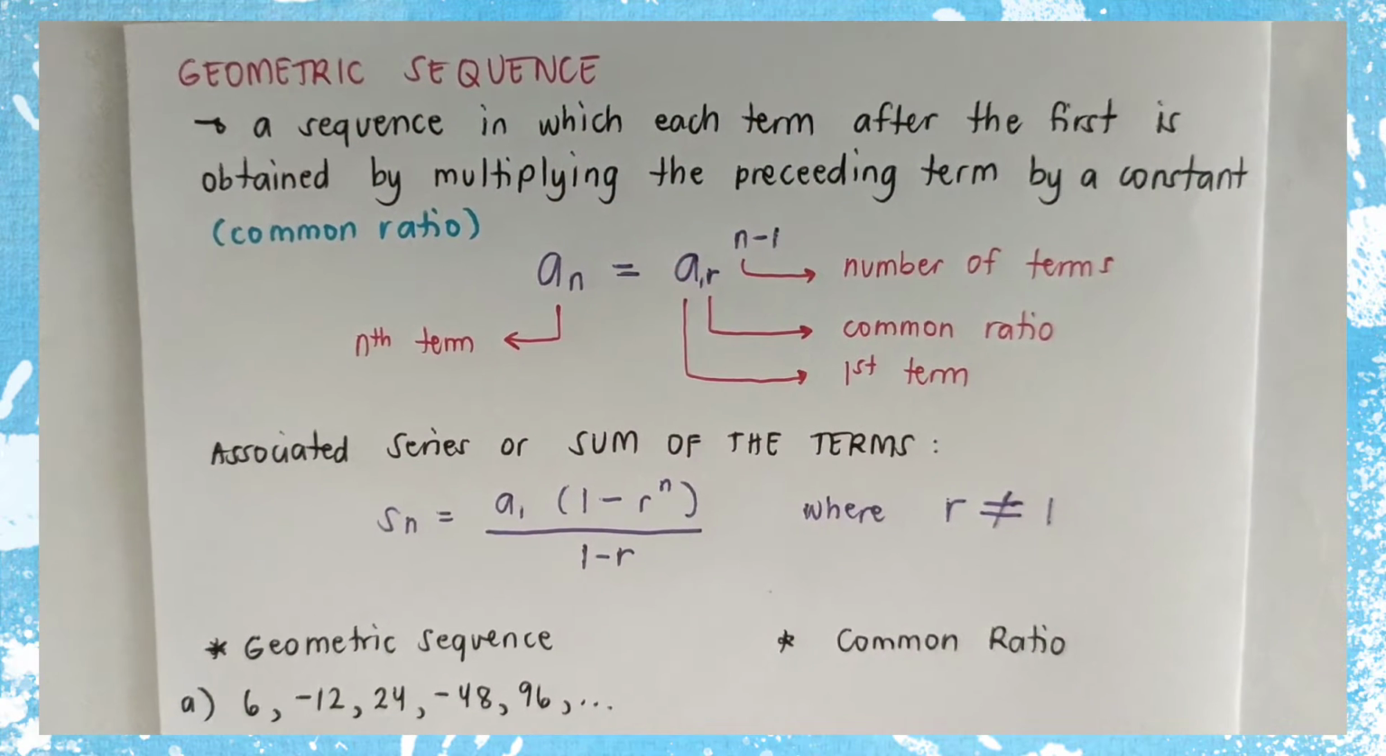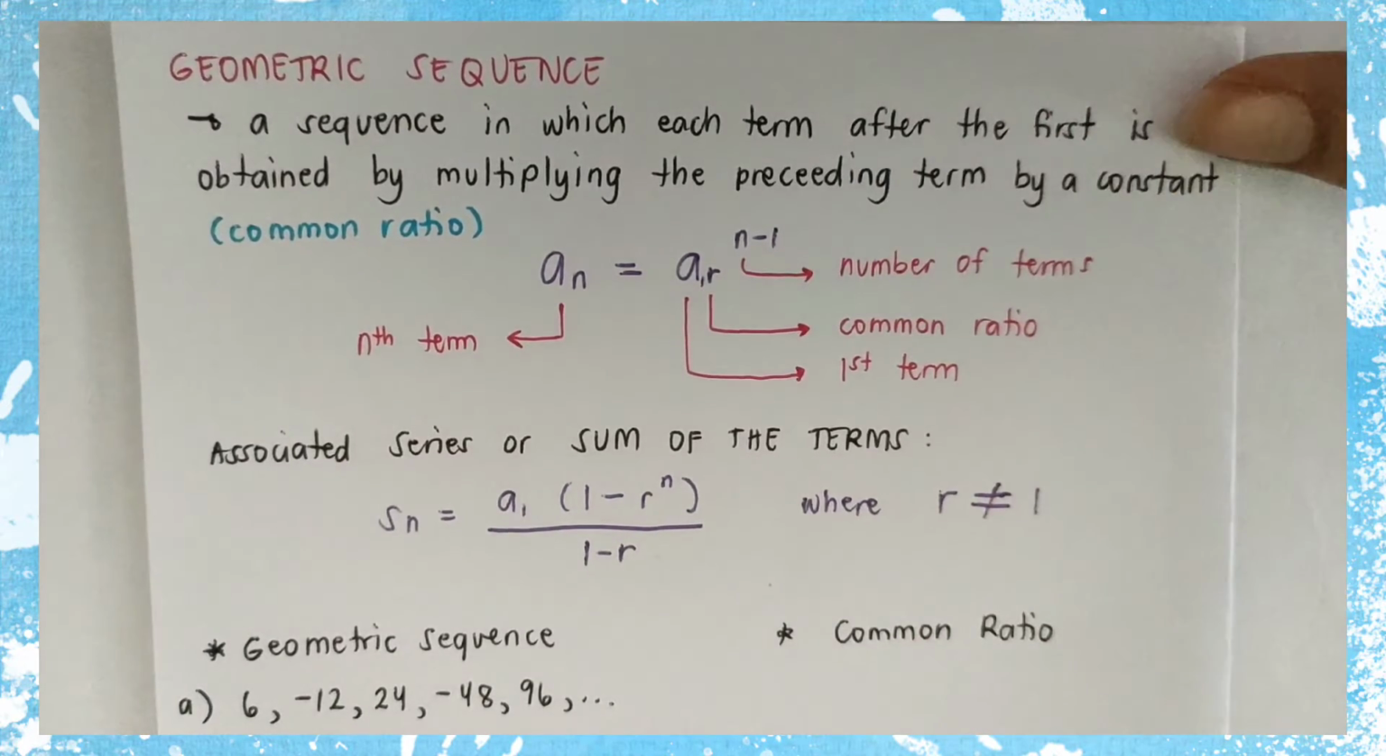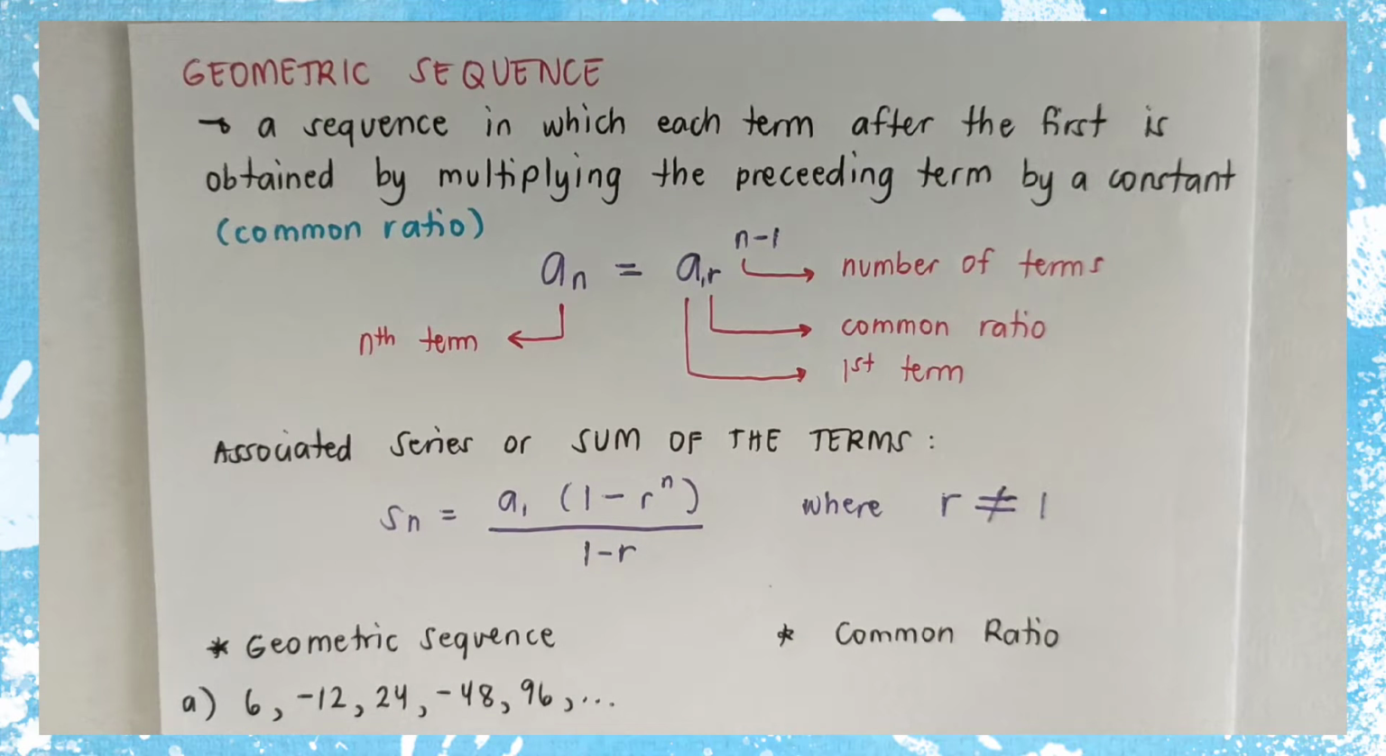Good day, class. Today we will discuss a new lesson, which is geometric sequence. Last time we already finished discussing arithmetic sequence and the difference between arithmetic sequence and geometric sequence. That is a good question. For arithmetic sequence, we have what we call the common difference. But in geometric sequence, we have what we call a common ratio, wherein the terms are multiplied to get the next term. Let us define first.